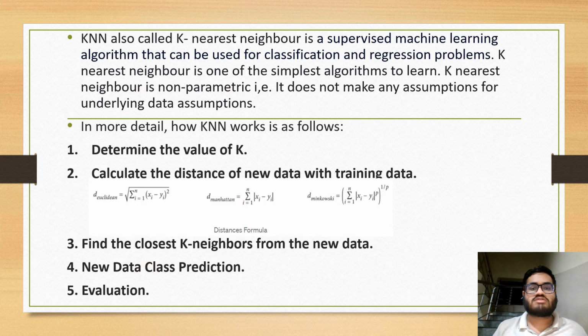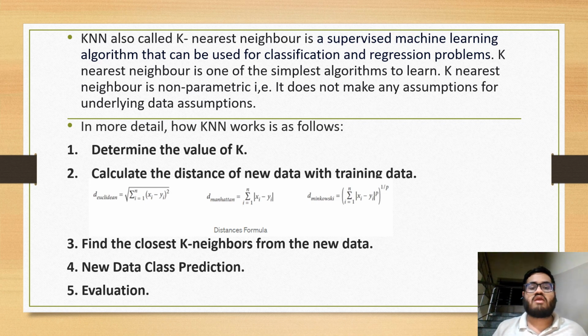KNN, also called K nearest neighbor, is a supervised machine learning algorithm that can be used for classification and regression problems. K nearest neighbor is one of the simplest algorithms to learn. K nearest neighbor is non-parametric, that is, it does not make any assumption about the underlying data.